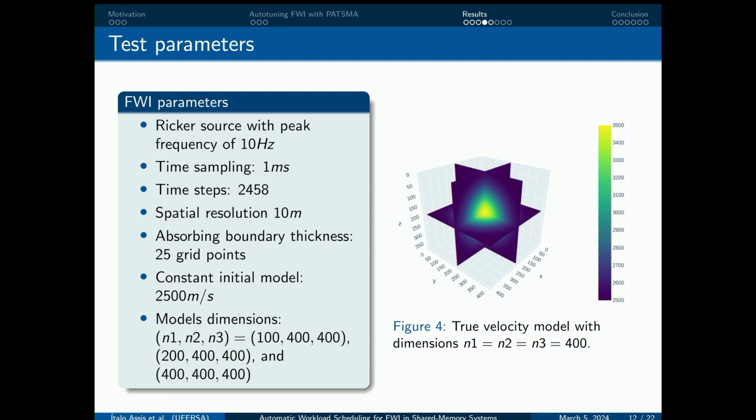For our FWI parameters, we chose to try different input sizes. Here in figure 4, you can see the biggest model we used, with 400 grid points in each dimension. We generated 2 other input models by cutting the x dimension to half and a quarter. That leads to the 3 dimensions we have here. We also use a Ricker source with a peak frequency of 10 Hz. Time sampling is 1 millisecond, time steps 2,458, 10 meters of spatial resolution, and 25 grid points for the absorbing boundaries.